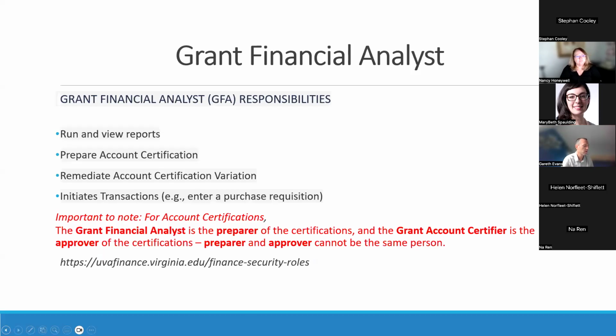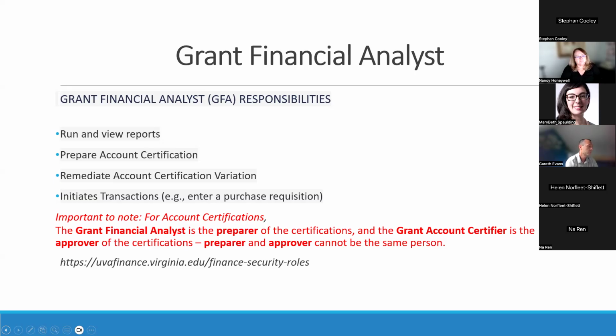So just talking about the grant roles, the first one we wanted to talk about was the grant financial analyst. Their responsibilities really center around reports, so running and viewing reports and preparing the account certs and then remediating any variations in those account certifications. The grant financial analyst is also responsible for initiating transactions within Workday. We just gave an example there. It might be entering a purchase requisition.